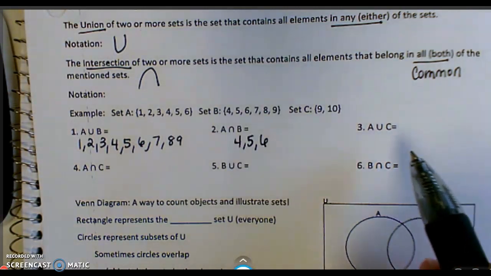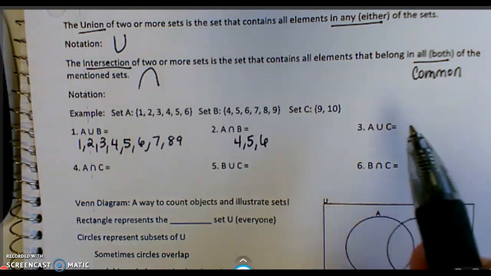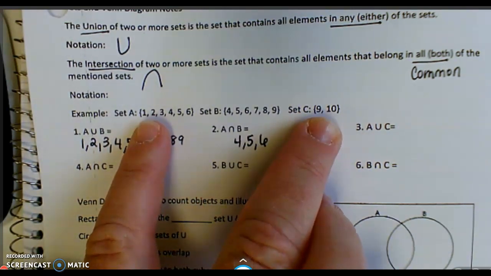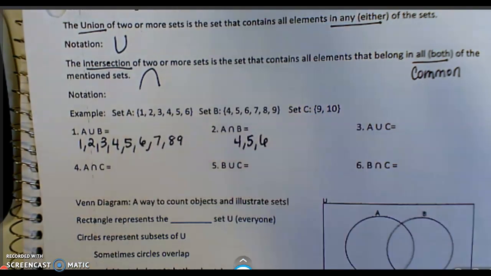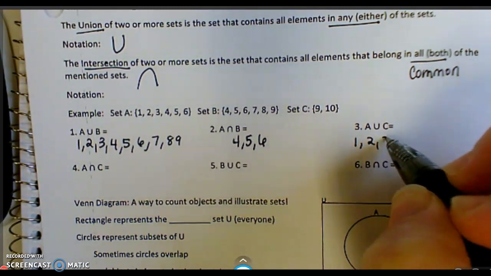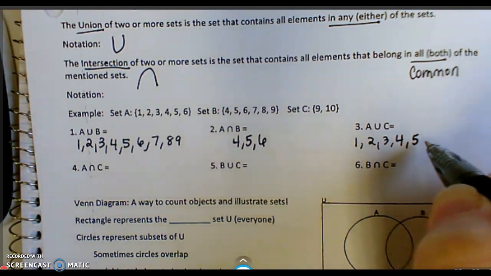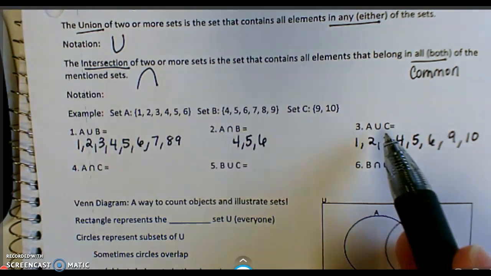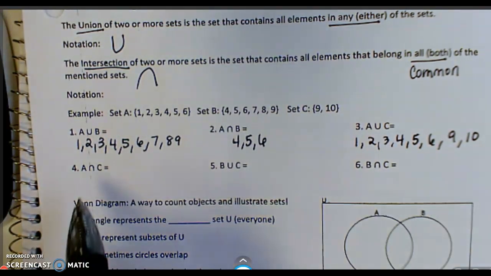Alright, next it says A union C. Well, A union C are these two sets. And so it's everything from both of those two sets. You just include it all. So it would be 1, 2, 3, 4, 5, 6. And then also 9 and 10. Because remember union, you just write it all down.